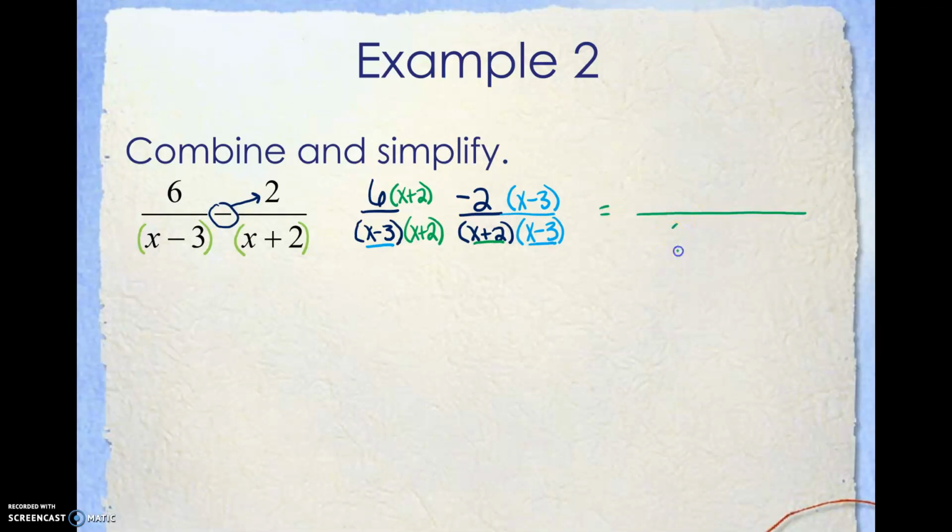Now we have a common denominator. It doesn't matter what order you write them, whether it's x plus 2, x minus 3, or whether you write x minus 3, x plus 2. The order of that denominator does not matter. What matters is that there's an x plus 2 somewhere in the denominator, there's an x minus 3 somewhere in the denominator. On the top, what do you suppose we're going to do with this 6 and the parentheses?